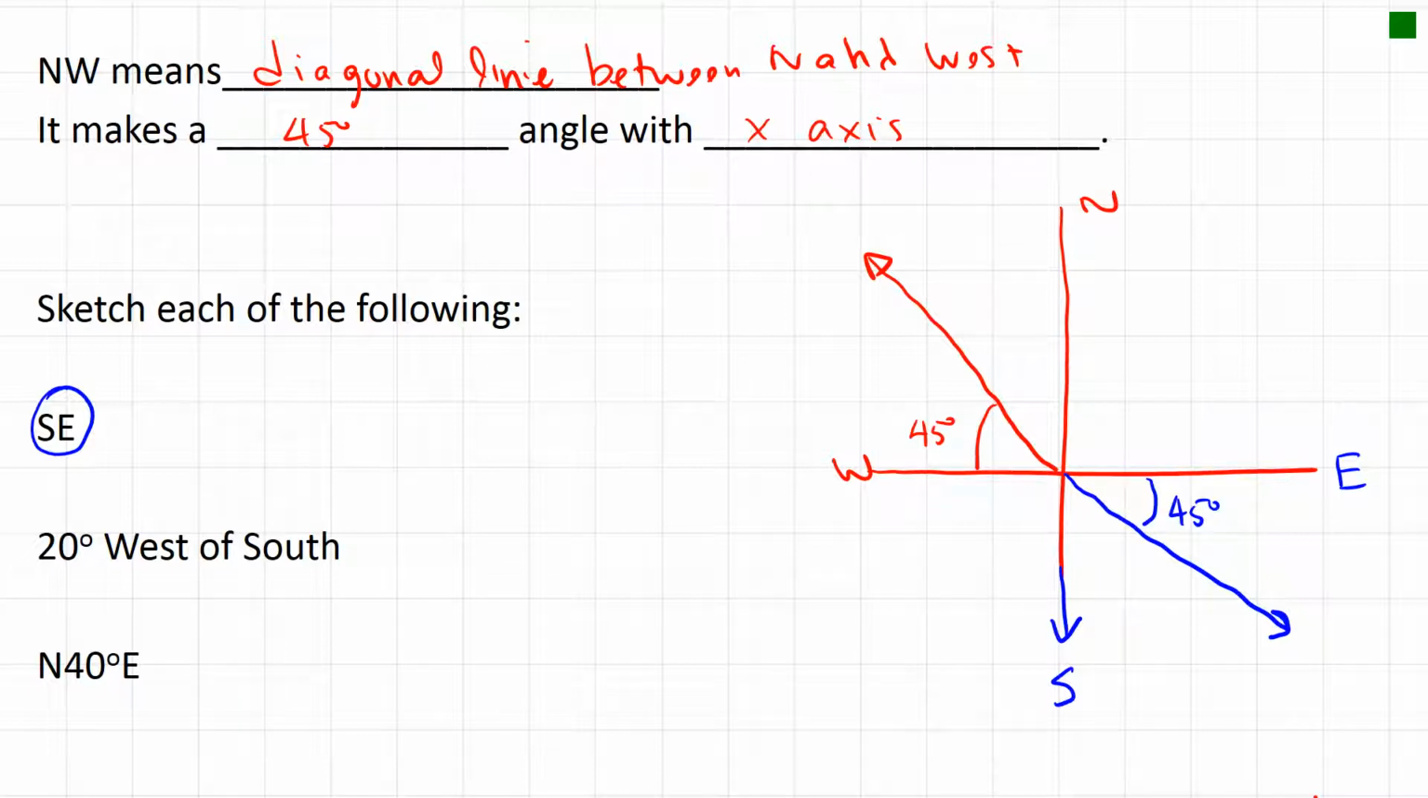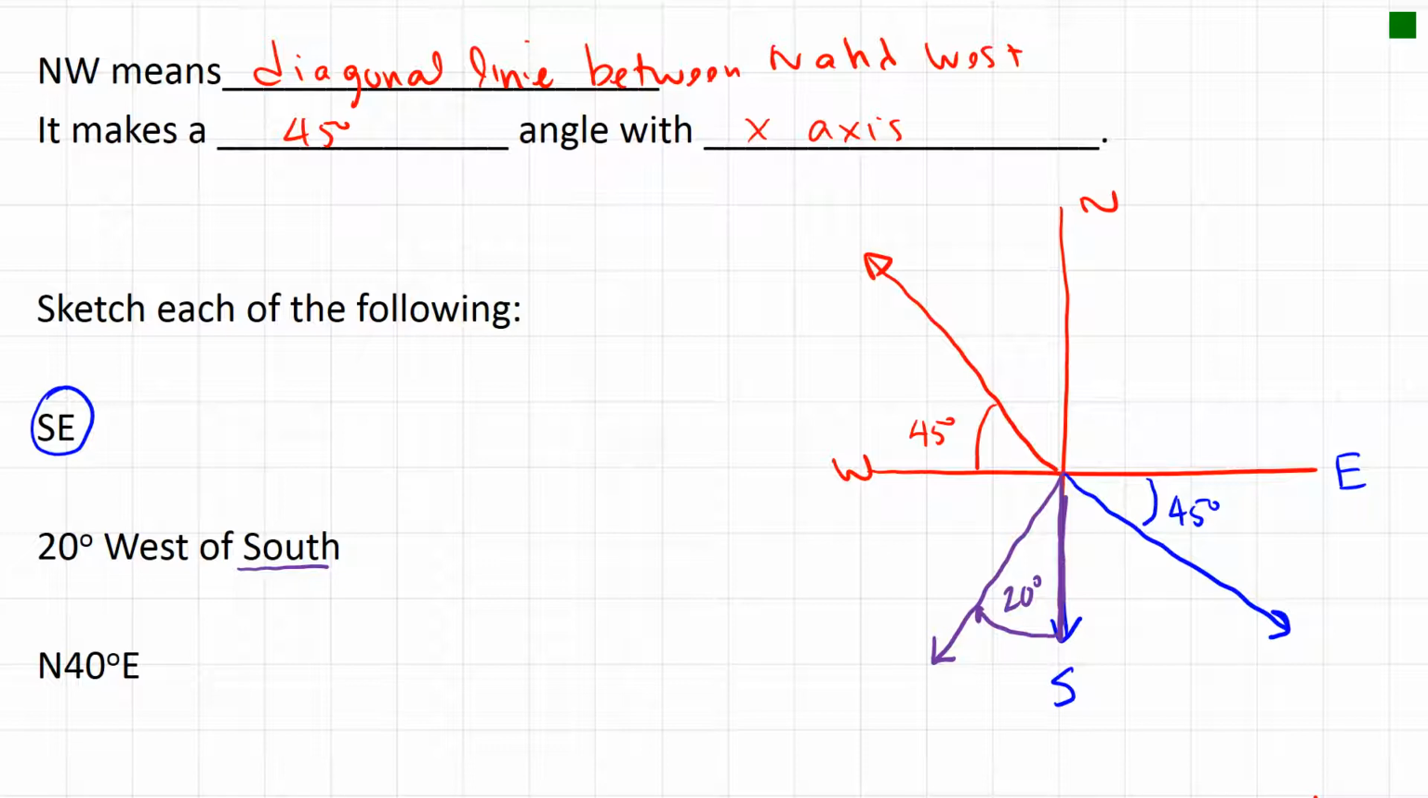Next example, let's maybe do that one in purple, 20 degrees west of south. So this is a little bit backwards from the last question we did. 20 degrees west of south. South is where we start heading first. So we're going in the south direction, and we're going to go 20 degrees west of that. So 20 degrees west of that means this is the angle.